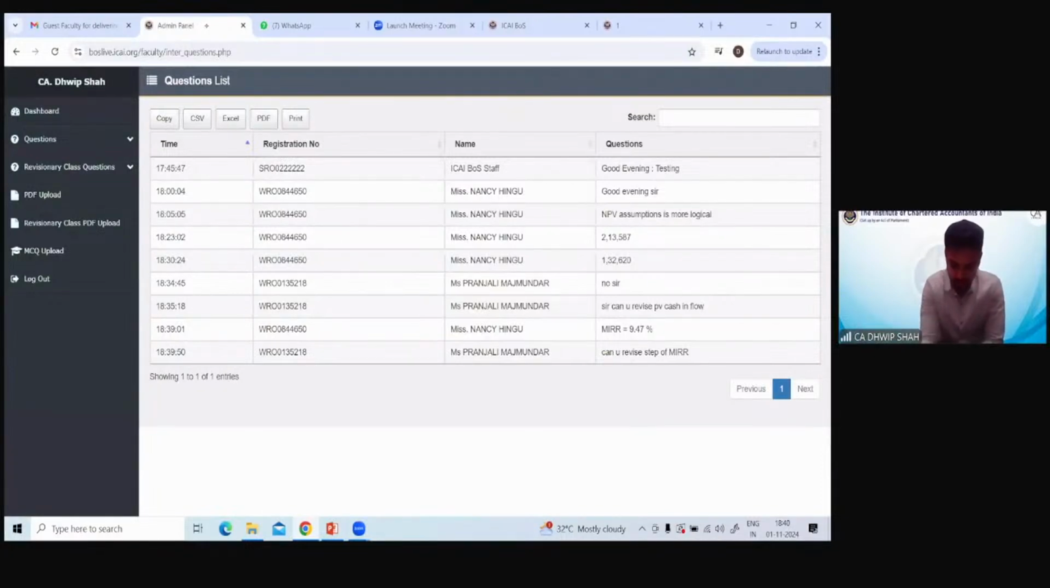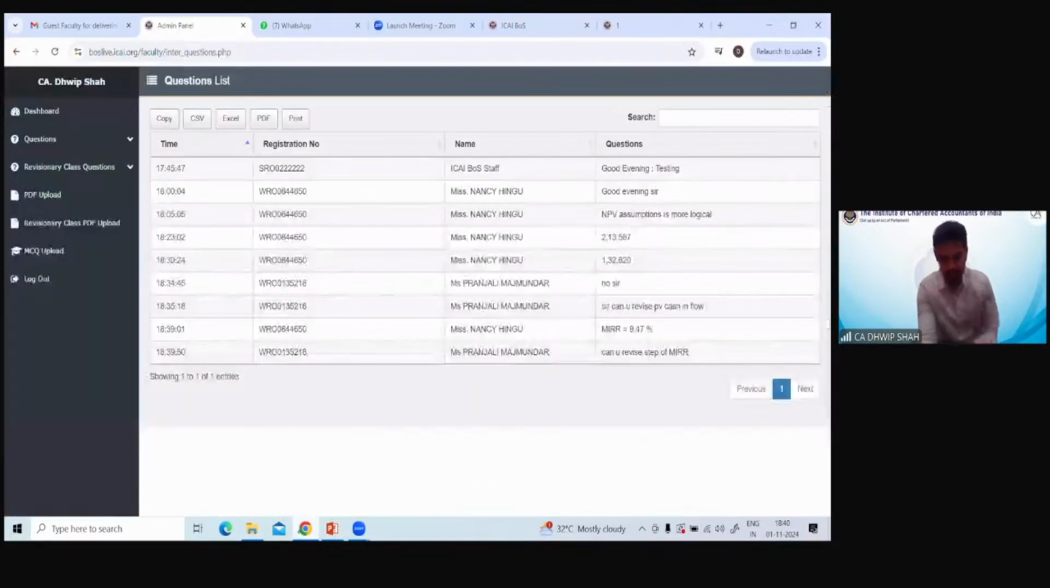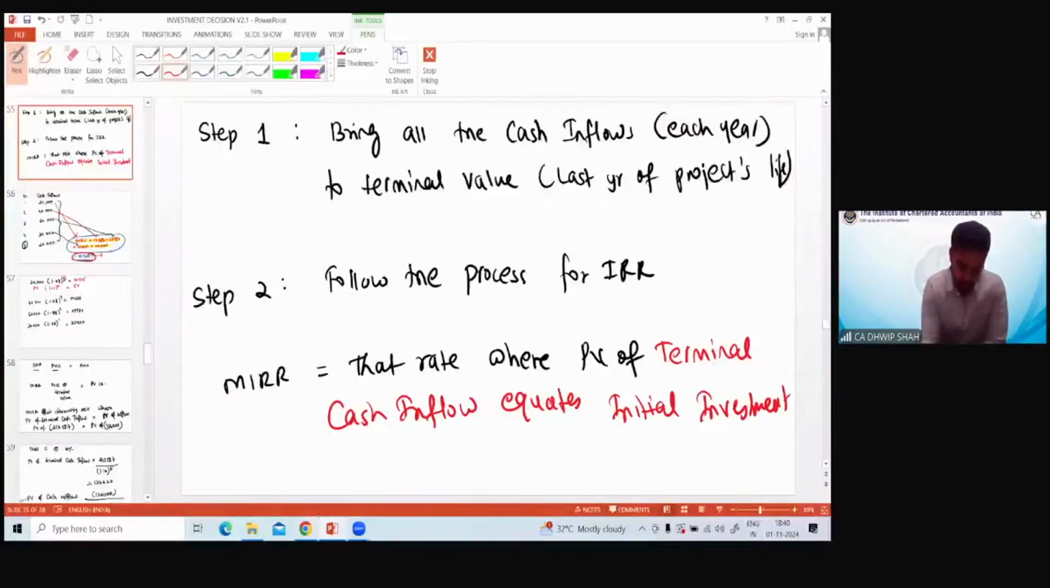Yes, I just revised the steps of MIRR. Pranjali asked me to revise the steps of MIRR. So now is it clear to you, or shall I revise it one more time? Pranjali, please respond. You want me to revise it one more time? Because I just did it recently. She's not responding. Okay, let me revise it one more time.